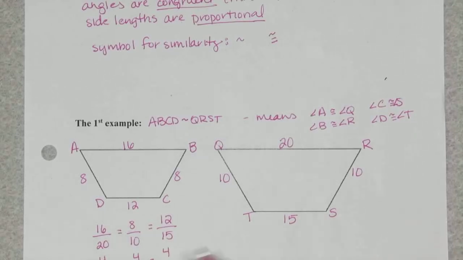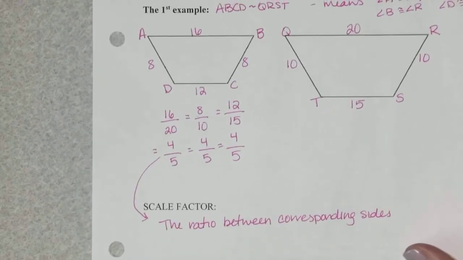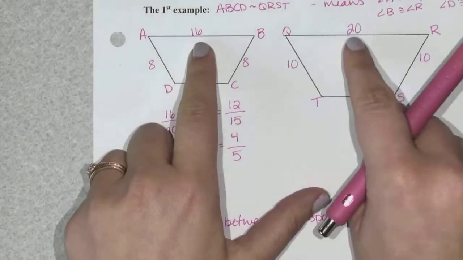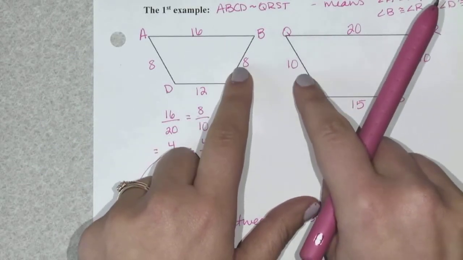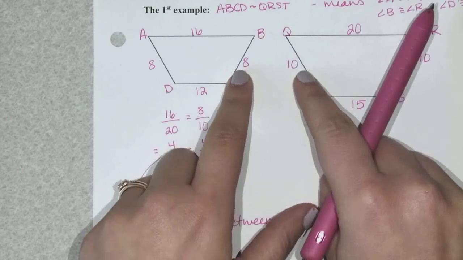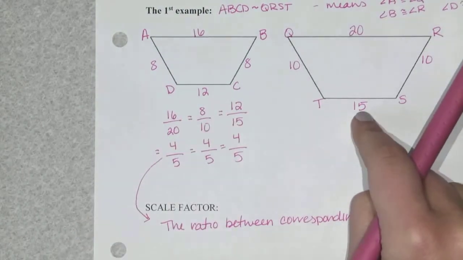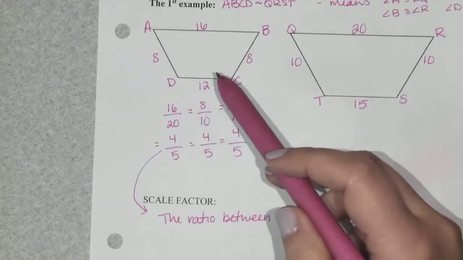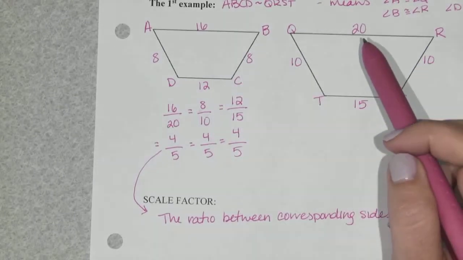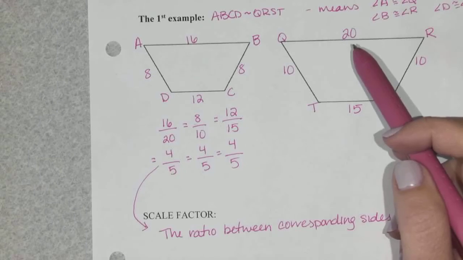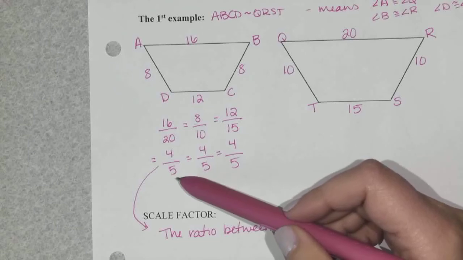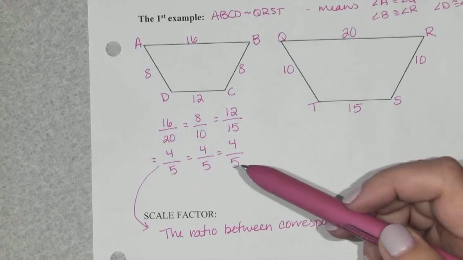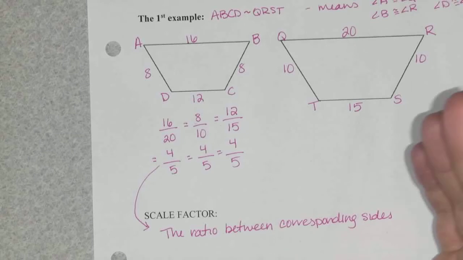Also, it means that our side lengths are proportional. So I have 16 over 20 because those sides correspond. That is the same as 8 over 10. Those side lengths correspond, and then you guessed it, 12 over 15. Those side lengths correspond. Now you'll notice 16 is definitely not the same as 20. Am I right? But when I make my fraction or my ratio and then I simplify, I get the same thing. Okay, that's proportional.